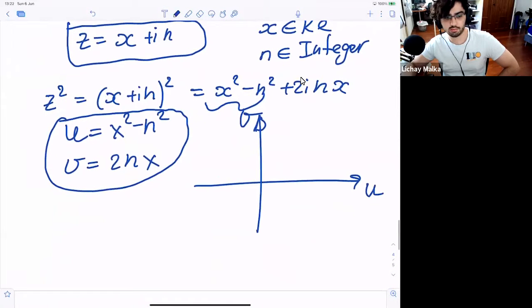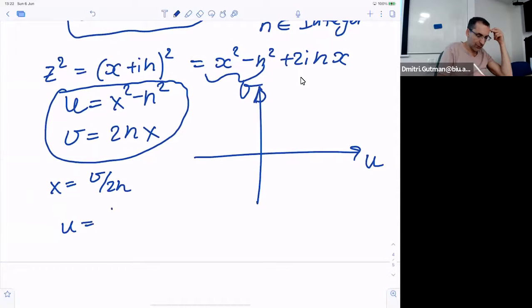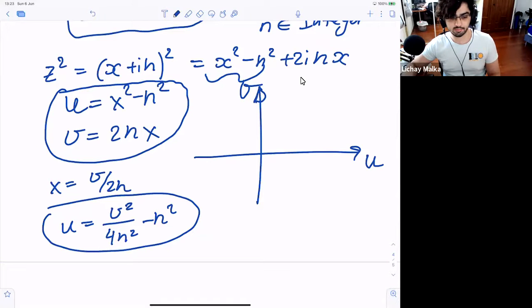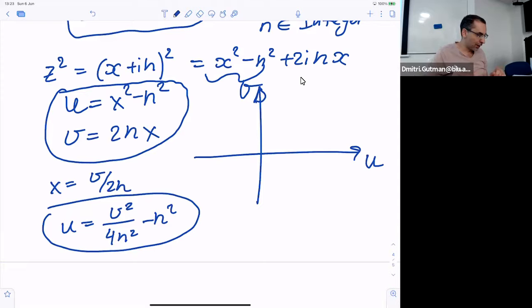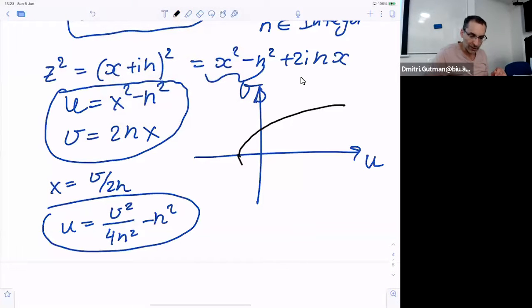Well, can't we just substitute x equal to v over 2n and then put that into u? Correct. And then we'll get u equal to v squared over 4n squared minus n squared. So what does this equation describe? A parabola. And this parabola looks like this. It depends on n. I'll try to draw it, and we decided that these are black lines, so I need to draw them in black. So then the black line would look like this, and the next black line would look like this.